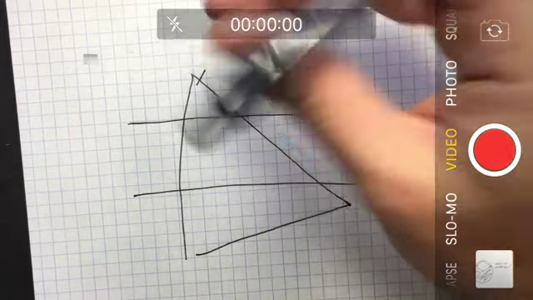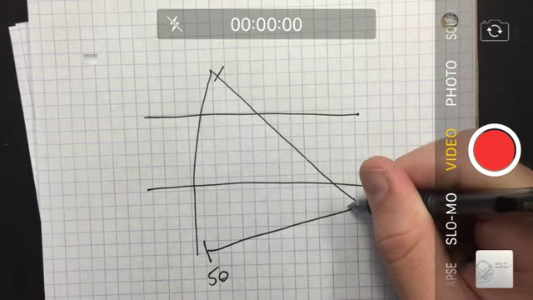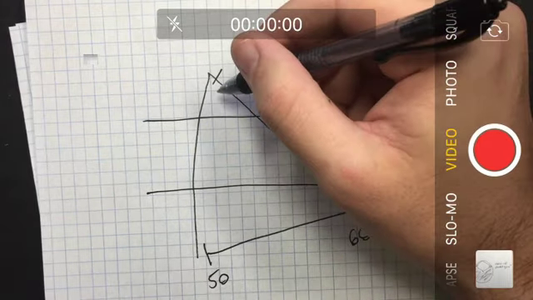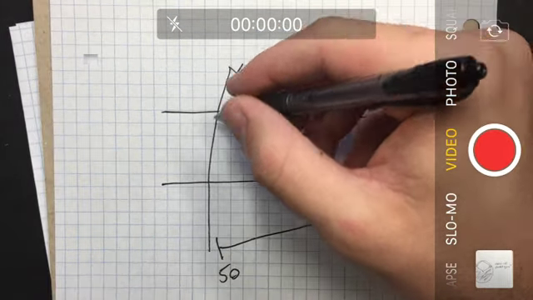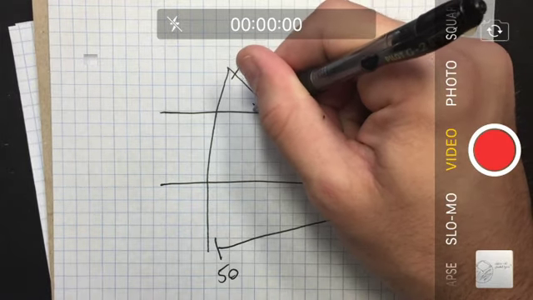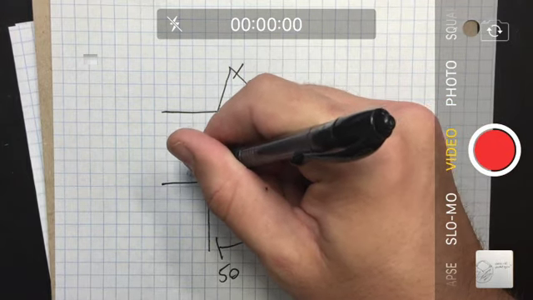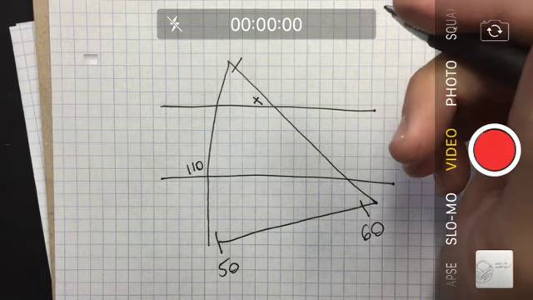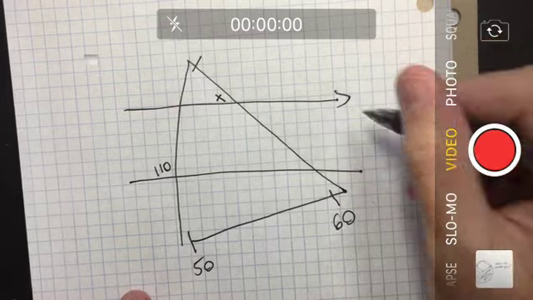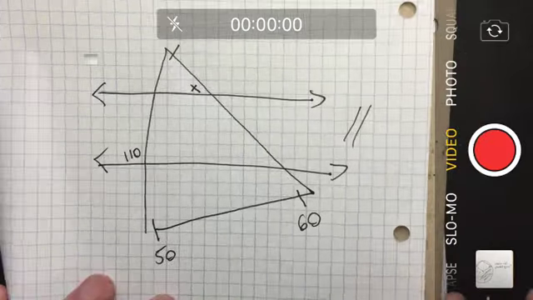Let's say this is 50. This is 60. And this is X. And this is 110. Okay. So let's just say that these two lines are parallel. What is X? And should I just redraw this?